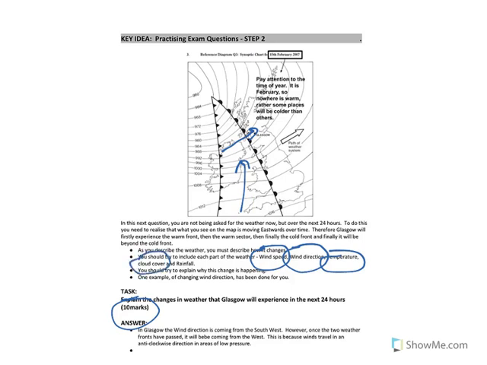Cloud cover, will it cloud up? Will it stay cloudy? Will it clear? When will it clear? What's your evidence from the weather map? And finally, how's the rain going to change? Okay.